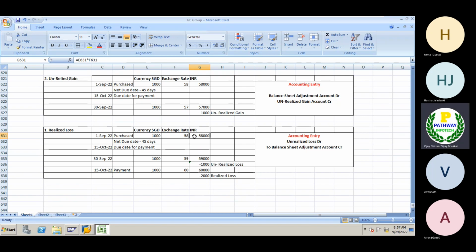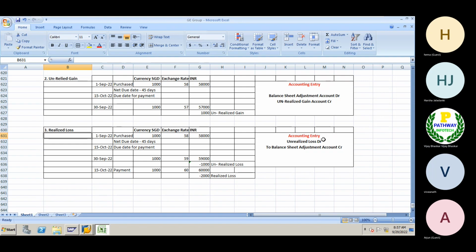So the exchange rate has gone high. That is the reason I have to bear an extra 2000 rupees while making payment to the vendor. This is the realized loss. This is scenario number 3. Remember, this is scenario number 3. If it is a realized loss, how will the accounting entry hit?